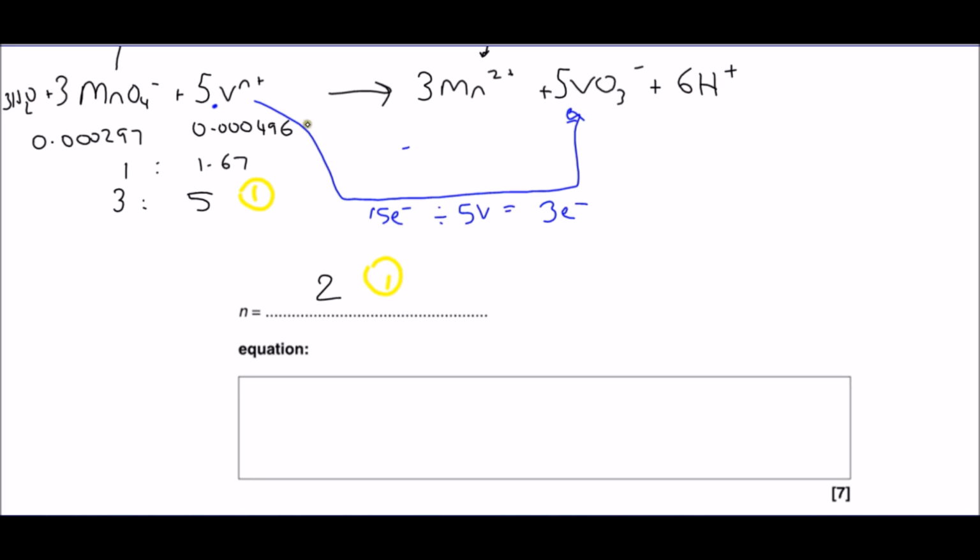Your final check should be on the charges. So let's put that n as a 2, because we just worked that out. 5 times 2 is 10 plus. Take away 3 minuses, that's +7 on the left hand side. On this side, 6 pluses, that's 12 plus in total. Take 5 minuses, that's +7. So both sides are balanced in terms of charge, so this is the correct equation. And for that we get 2 marks. It's 1 for your species and 1 for your balancing. And that's our 7 for this final question.